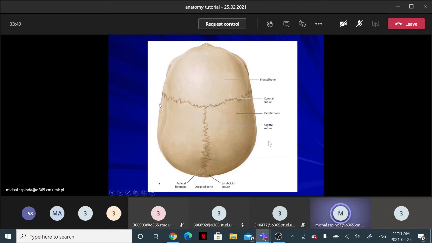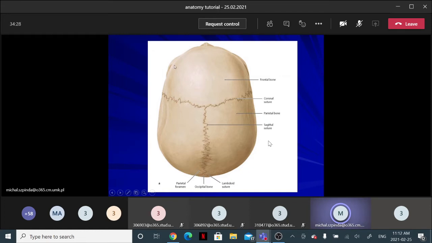So how many tubers can we distinguish in the calvaria? Just 4. 2 frontal tubers and 2 parietal tubers. Both frontal and parietal tubers are much more conspicuous in children and women. All remaining things are much more accentuated in men.